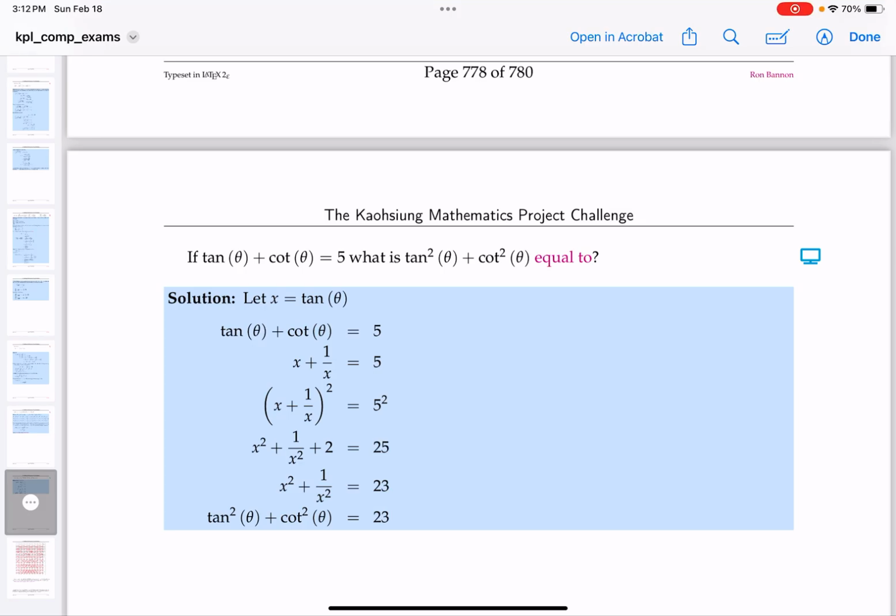Okay, so it says the tan of theta plus the cotangent of theta is equal to 5. Then it goes on to say, what's the tangent squared of theta plus the cotangent squared of theta equal to?